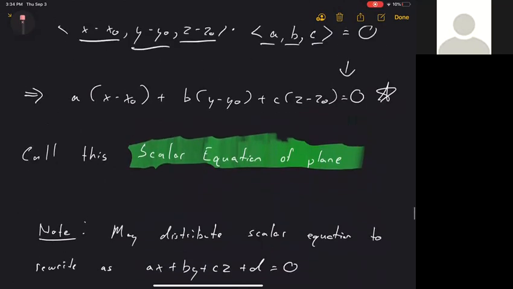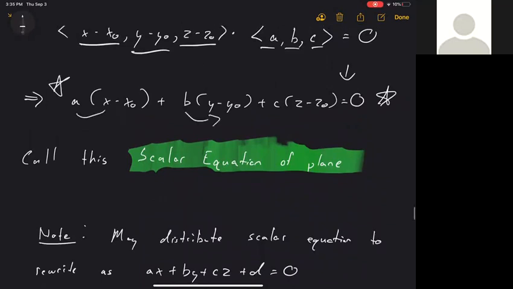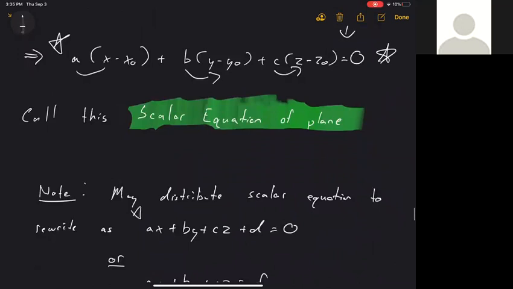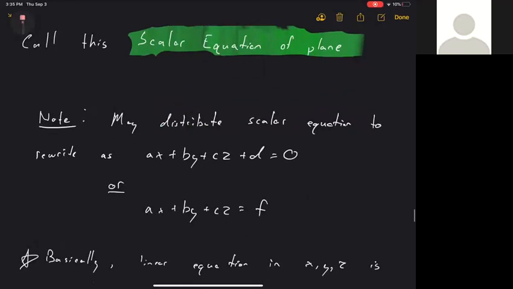A quick note: this is usually how it's written, but maybe we distribute these multiplications and rewrite it in this form, where I have a times x plus b times y plus c times z. Then I collect all the other numbers and combine them into a single constant d, so it's a x plus b y plus c z plus d equals 0. Or maybe I bring that constant over to this side, and it would technically be negative d over here, but I just wrote it as f. Don't think that because it's negative d, there has to be a negative sign over there. That number could be like 5.